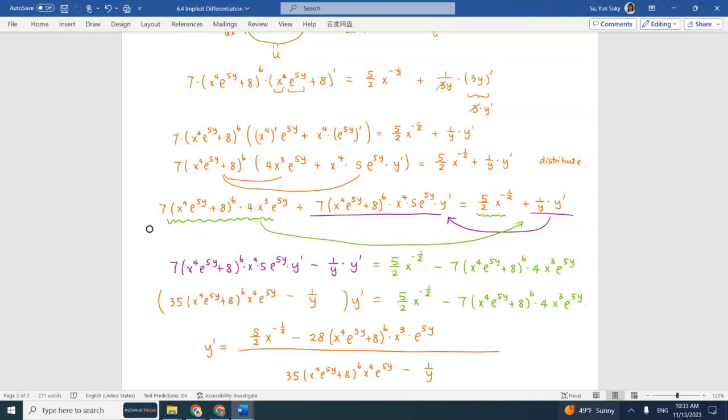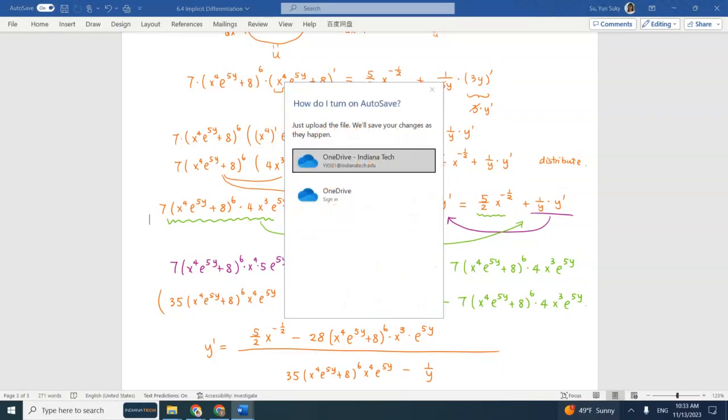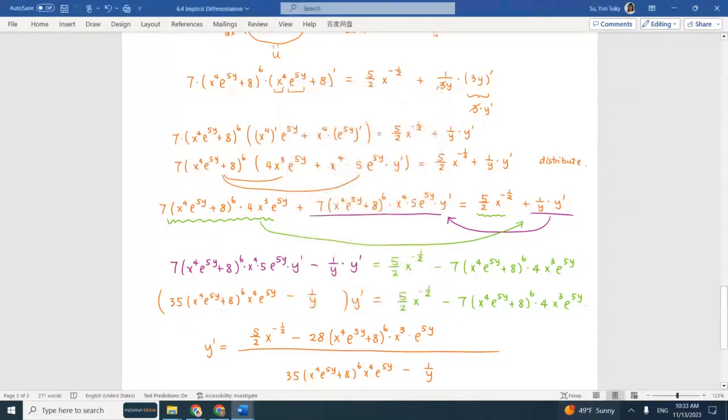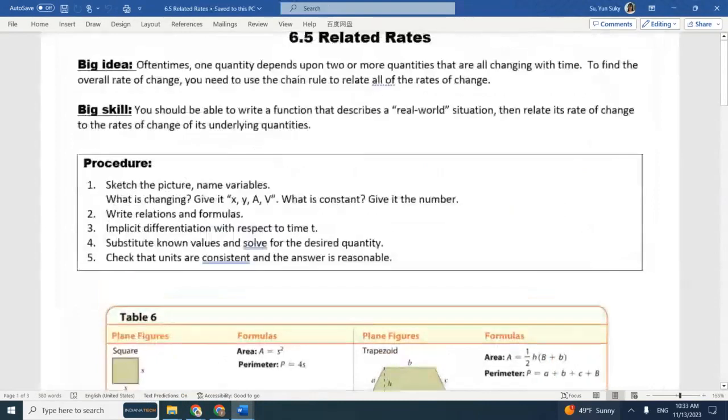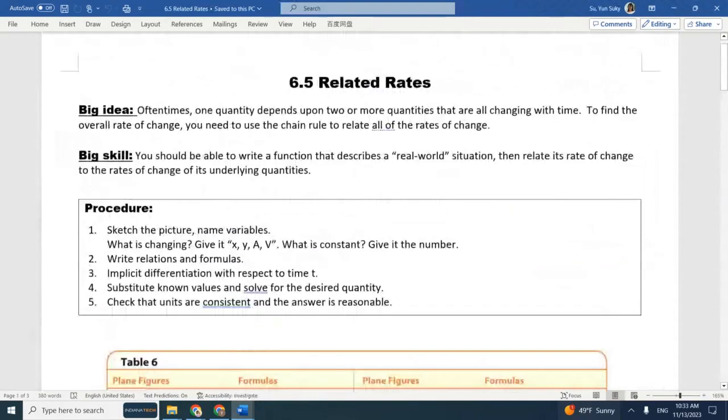Okay, and then section 6.5. Related rates. Yes. So please do more exercises of implicit differentiation.